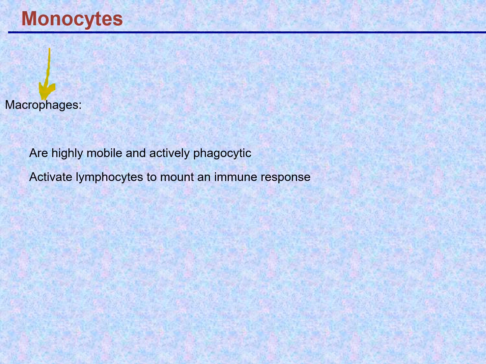So they'll chop it up into small bits and then present it on the surface of the macrophage. They'll present that antigen to lymphocytes. And lymphocytes have receptors for antigen, for foreign molecules, and respond well to antigen that's presented by an antigen-presenting cell. So macrophages are important antigen-presenting cells.